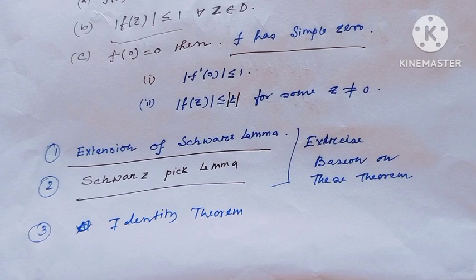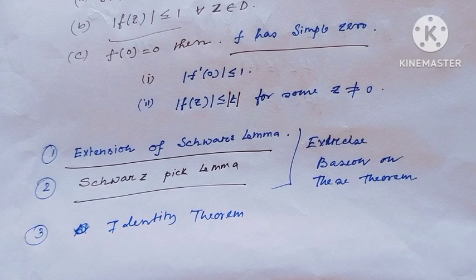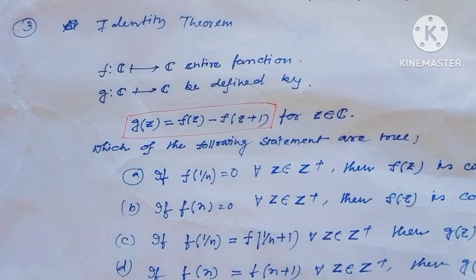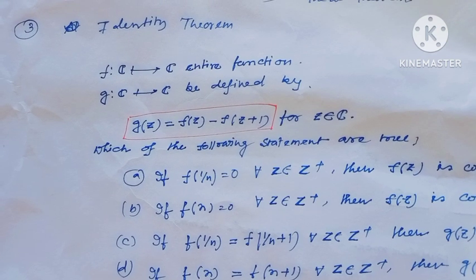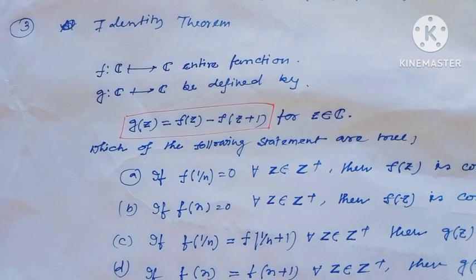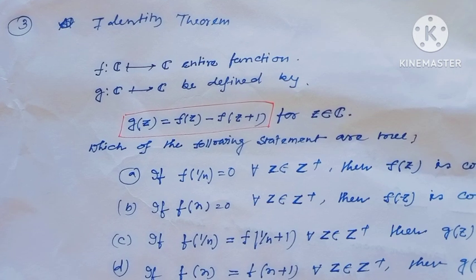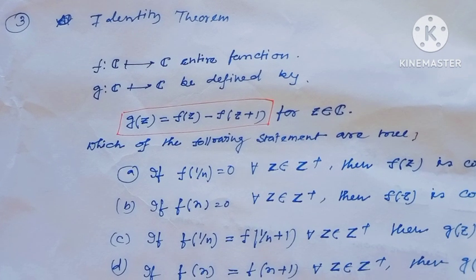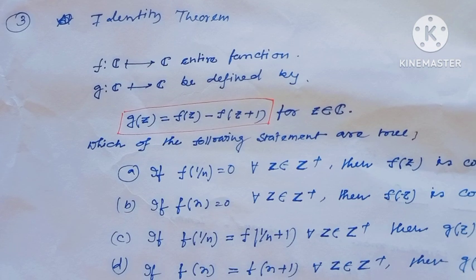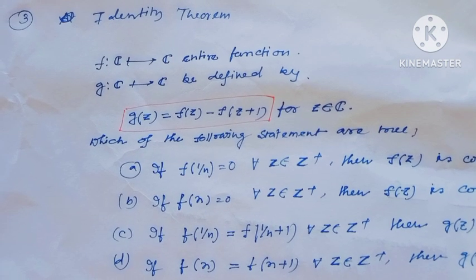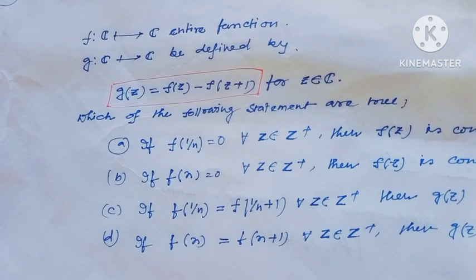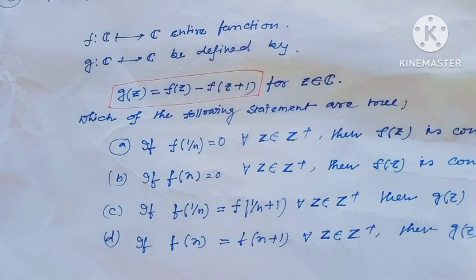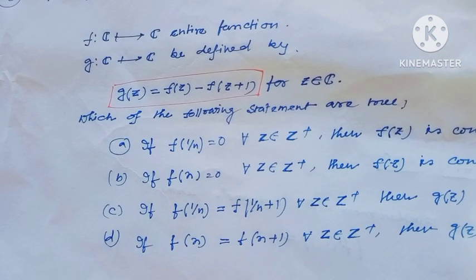Okay? See, first example of the identity theorem. First question: f, defined from complex numbers to complex numbers, is an entire function, and g, also defined from complex numbers to complex numbers, is defined by g(z) equal to f(z) minus f(z plus 1). This is true for all z belonging to the complex numbers. Then which of the following statements are true?